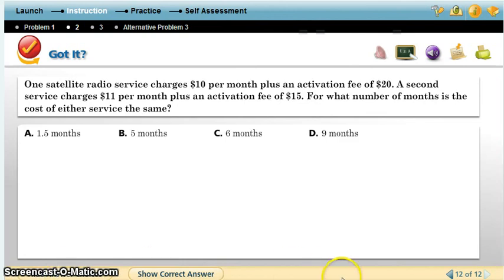These are some answer choices that you can pick from. And the actual correct answer is B.